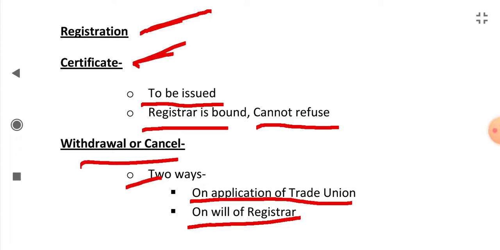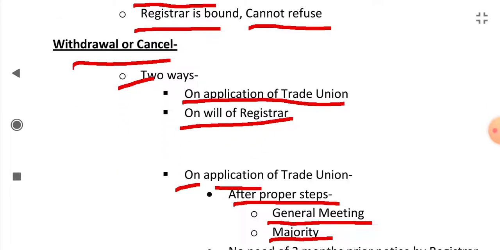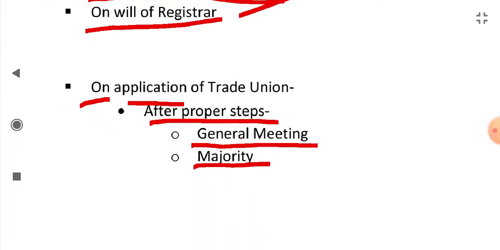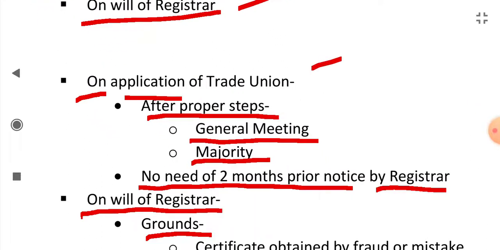The withdrawal or cancellation of certificate of registration can be done in two ways: on the application of the trade union itself, or on the will of the registrar. When the trade union applies, it has to follow proper steps, like there will be a general meeting, and the resolution for cancellation or withdrawal should be passed by majority. There is no need of 2 months prior notice by the registrar.